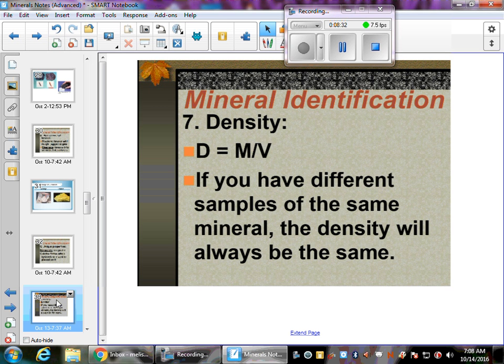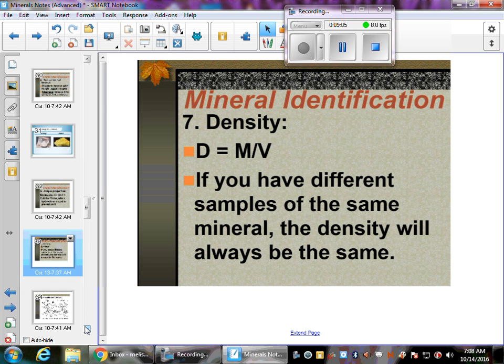The seventh property of minerals that we're going to look at is density. We've already talked about density this year. Density, if you recall, is calculated by taking a mass and dividing it by volume. And density is a property of a mineral. That means if you have different samples of the same mineral, the density will always be the same. So if I have 4 samples of quartz, even if they're different shapes and sizes, that density will be constant. It stays the same because it's made out of the same material. Just like the density of water is always 1, the density of the same mineral will always be the same.